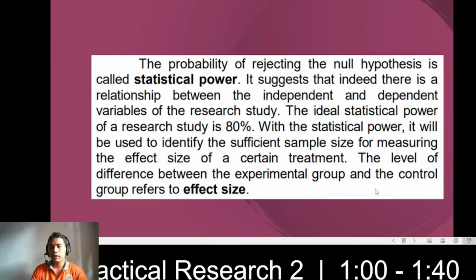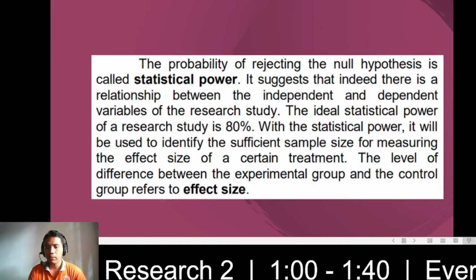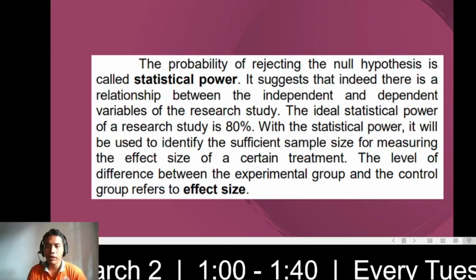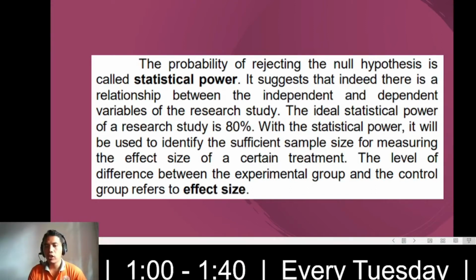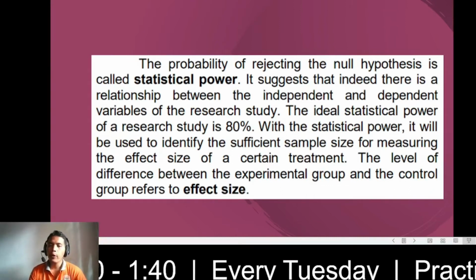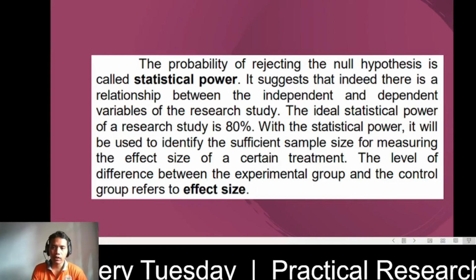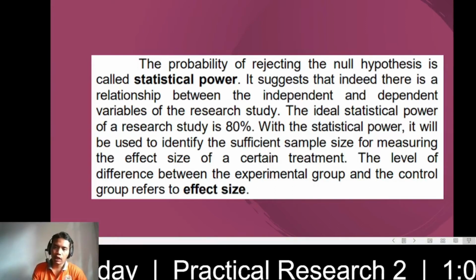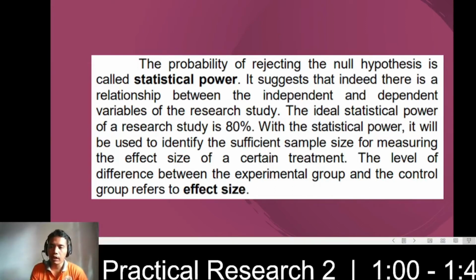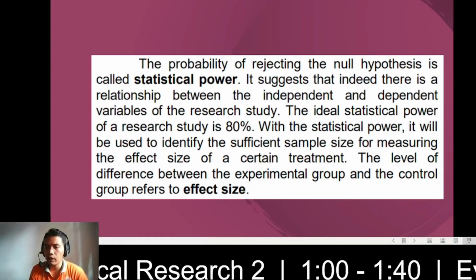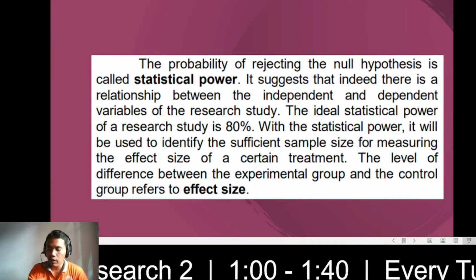So, kapag sinabing statistical power, ano yung statistical power? This is the probability of rejecting the null hypothesis. Is called statistical power. Ibig sabihin, yung percentage na marireject yung null hypothesis. So, I hope na naalala nyo pa kung yung hypothesis. So, kung yung null hypothesis marireject, ibig sabihin, ma-accept natin yung alternative hypothesis. Last time, we were able to discuss that already.